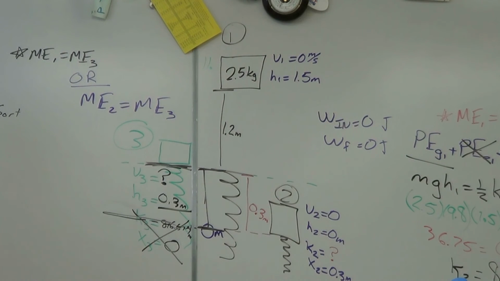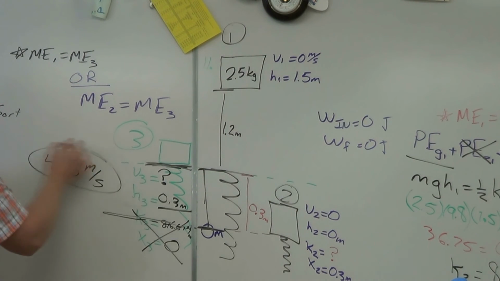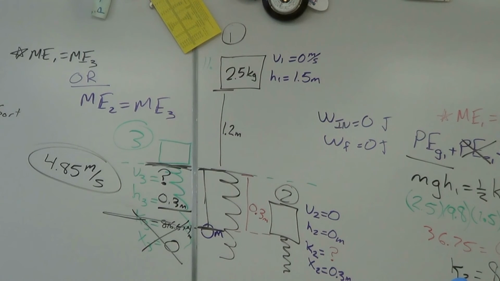But the idea is once we set all this stuff up, the answer, and I'm not going to go through it unless someone really wants me to, but if you try this one on your own and you set it up, you should get an answer of 4.85 meters per second. That's what I got, and I hope that's what you get, because I think I did it right. It's just a new two-location problem.